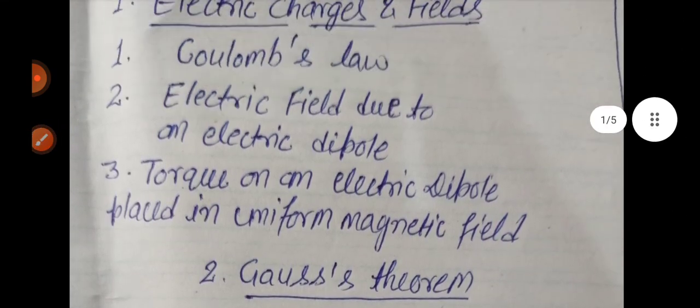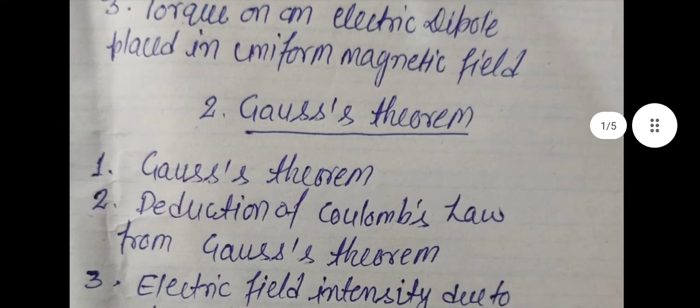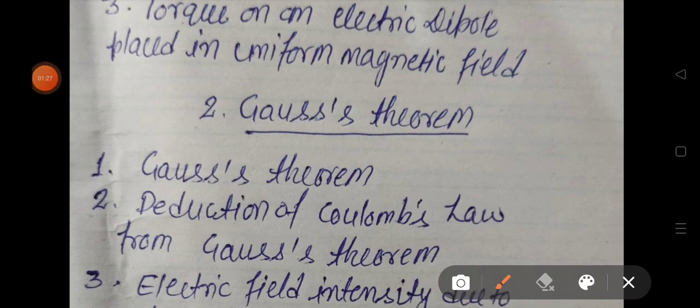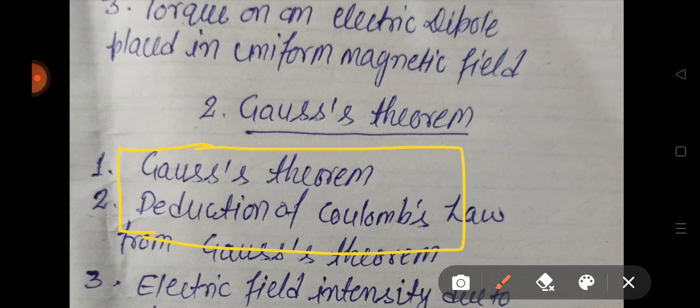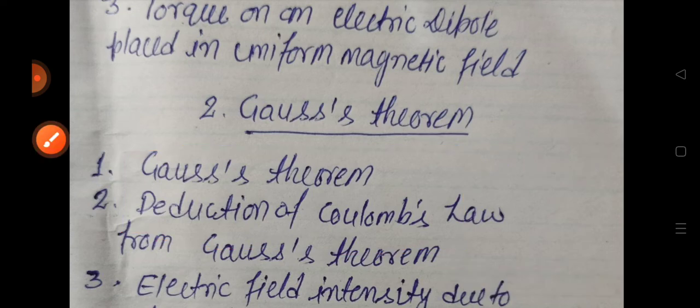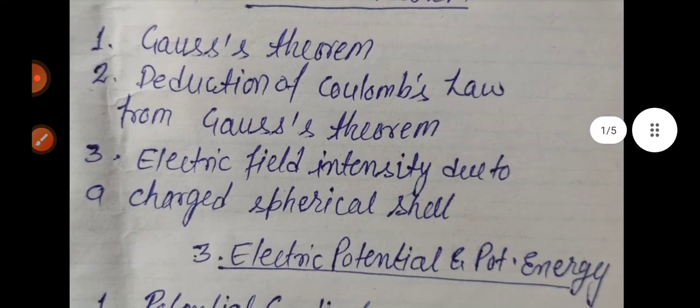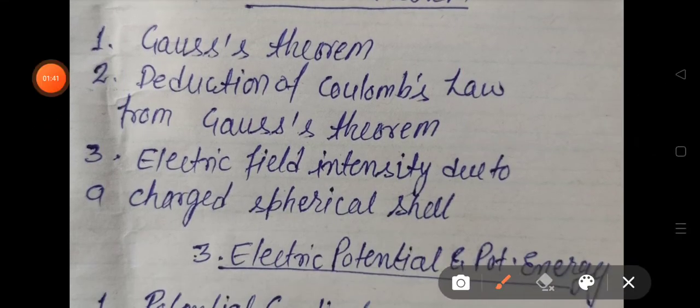Second topic is Gauss theorem. In this chapter, Gauss theorem and deduction of Coulomb's law from Gauss theorem are very important, these 2 points. And third point is electric field intensity due to a charged spherical shell. We have written only important points, not every point.